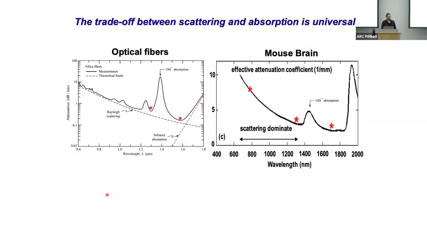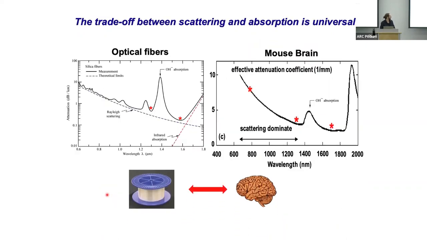Okay, in the interest of time, I'm going to skip this a little bit. The only thing that I want to point out here is that this scattering and absorption problem is universal. It's not just in biology, it's not just in material science. So panel on the left shows you the attenuation for optical fibers over a very broad wavelength range. This little star here is 1550 nanometers, which is a common telecoms communication wavelength. And you can see that much beyond that, we start to get infrared absorption. There's issues with Rayleigh scattering.